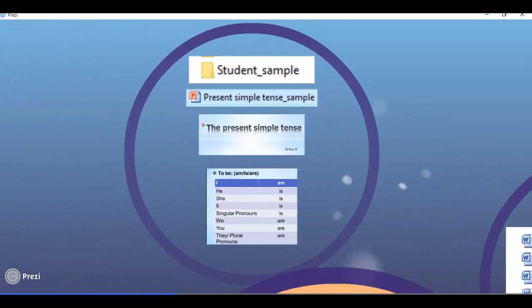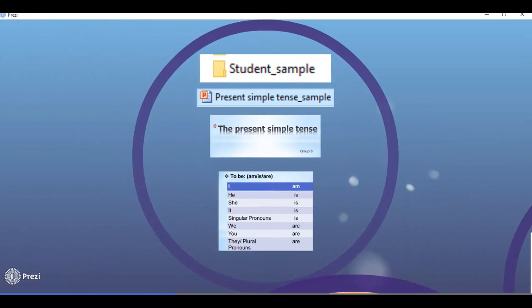Next is the student sample folder, where I put in a presentation about the present simple tense, just as a guideline because my students will have to make a presentation about past tense in the next few weeks.